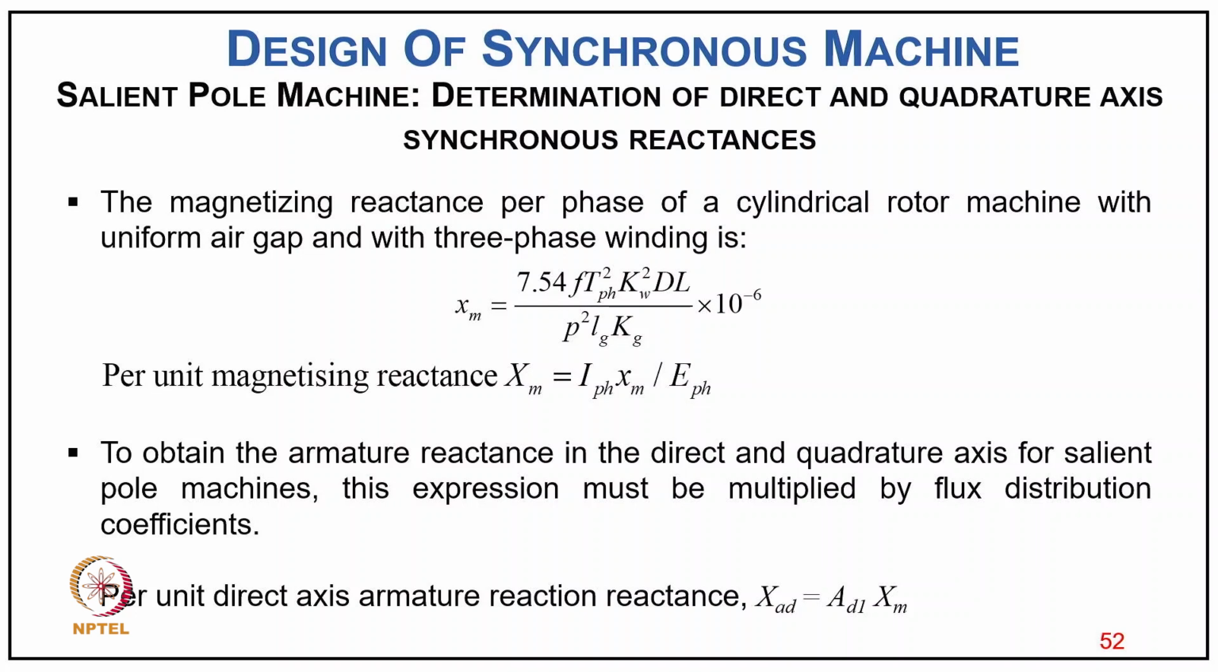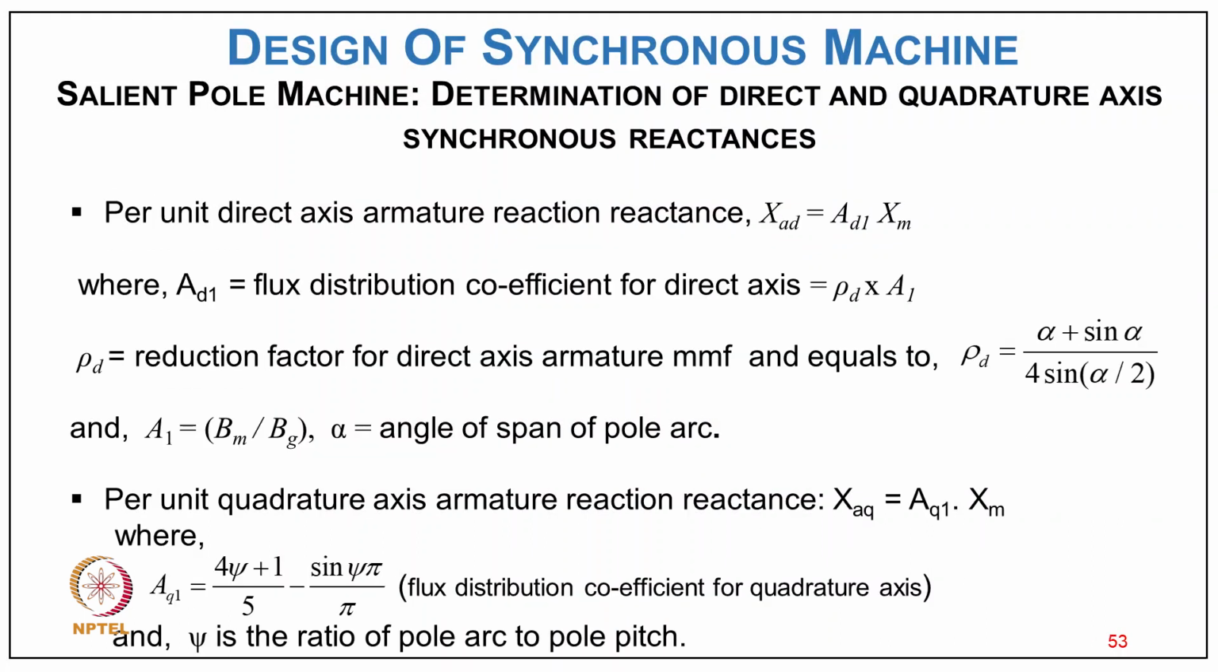Now coming to the determination of direct and quadrature axis reactances. The magnetizing reactance per phase of a cylindrical rotor machine with a uniform air gap and three-phase winding is X_m equal to 7.54 f T_ph square K_w square D L upon P square L_g K_g into 10 power minus 6, and the per unit magnetizing reactance X_m equal to I_ph X_m divided by E_ph. To obtain the armature reactance in direct and quadrature axis for a cylindrical machine, this expression must be multiplied by the flux distribution coefficient.